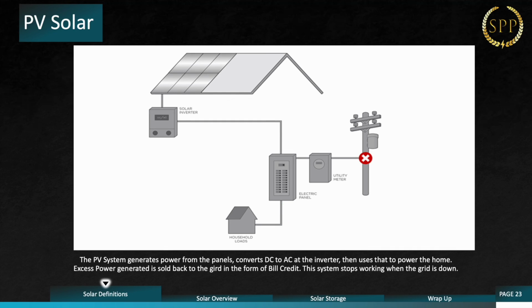But for right now, the things that you need to take out of this are: excess power generated is sold back to the grid, the inverter converts from direct current to alternating current, and when the grid is down, the solar system stops working.